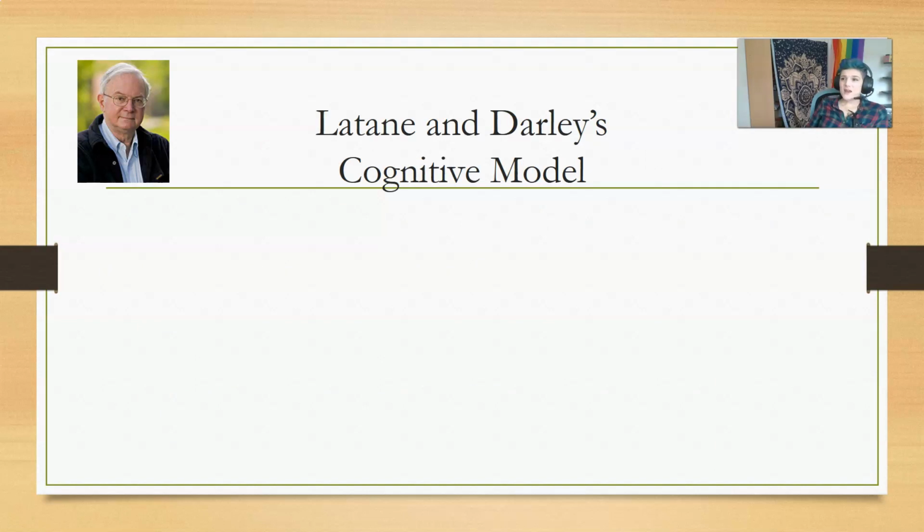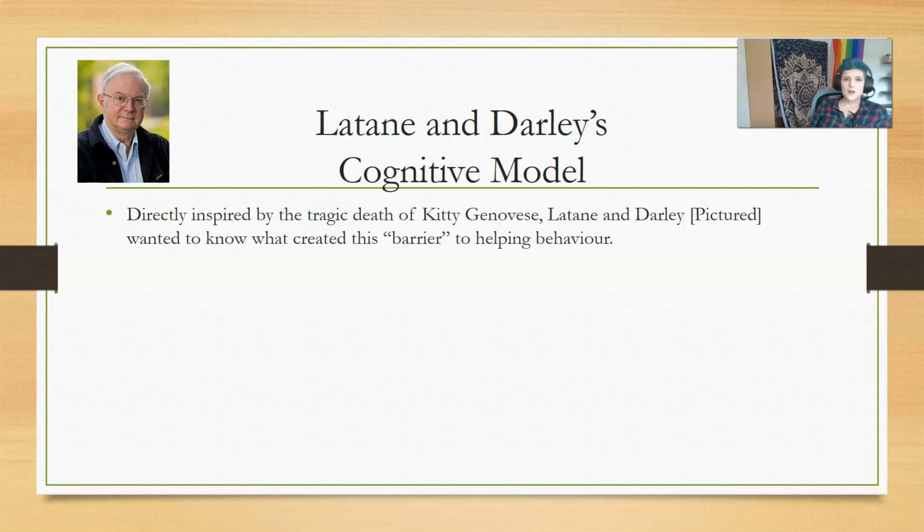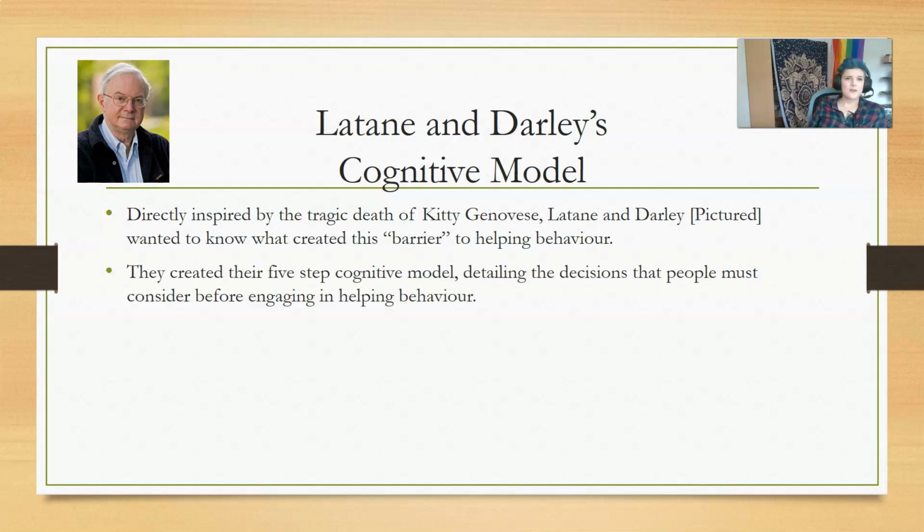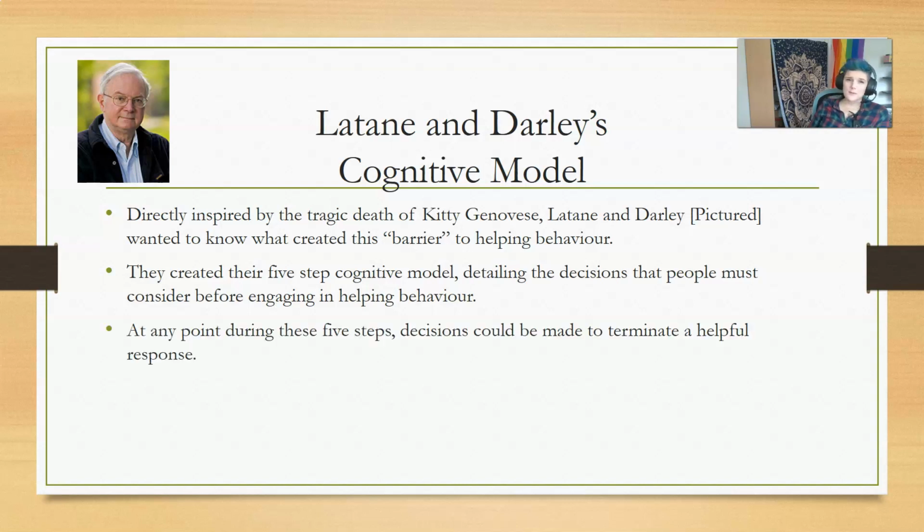Now, Latane and Darley constructed a cognitive model to explain when people help. They were inspired by the tragic death of Kitty Genovese, and they wanted to know what created this barrier to helping behaviour. They created their 5-step cognitive model, detailing the decisions that people must consider before engaging in helping behaviour. If at any point during these 5 steps something might happen, decisions can be made to terminate a helpful response.